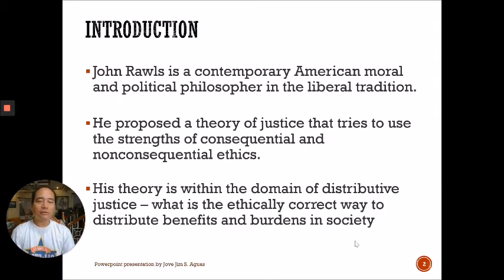So the theory of John Rawls falls within the domain of distributive justice. And distributive justice means that it defines what is the ethically correct way to distribute the benefits and the burdens of society. So, how do we distribute the benefits and the burdens of the society? That is the domain of distributive justice. And the theory of Rawls falls within this category of justice.